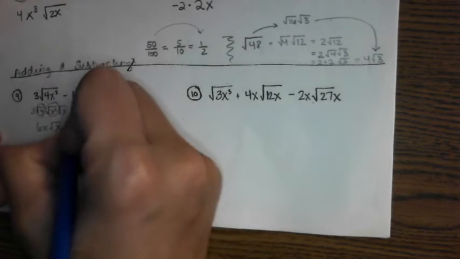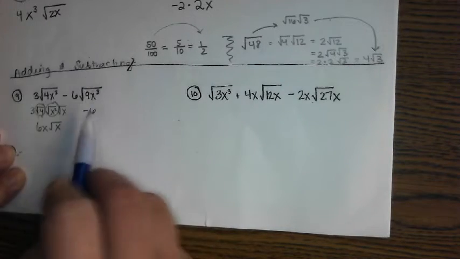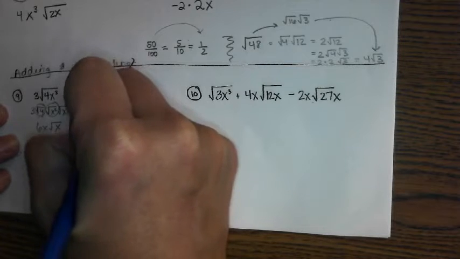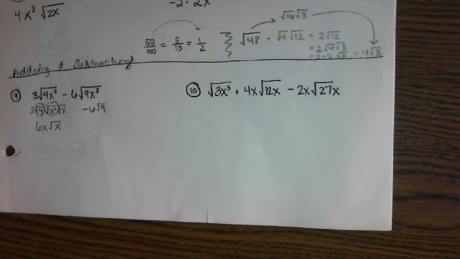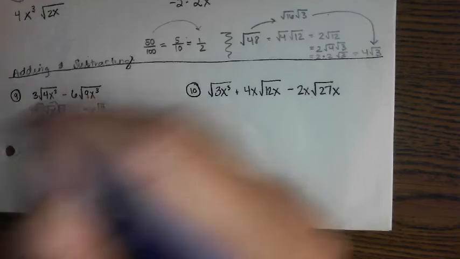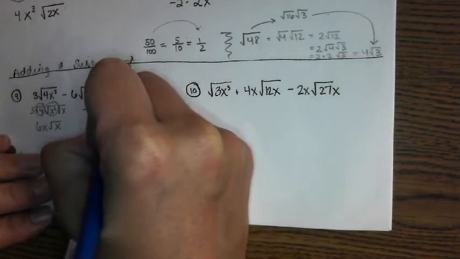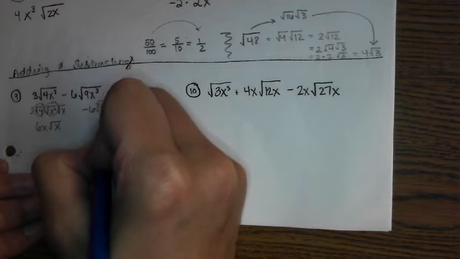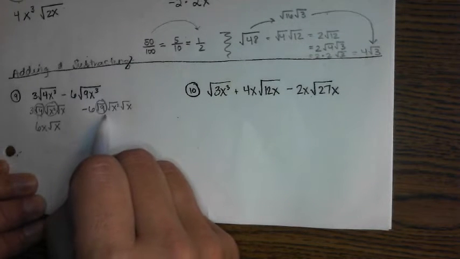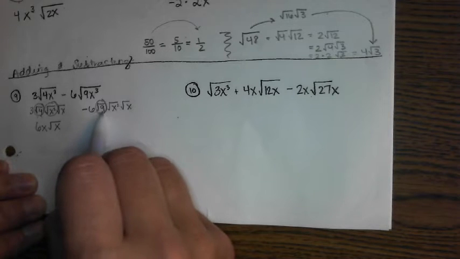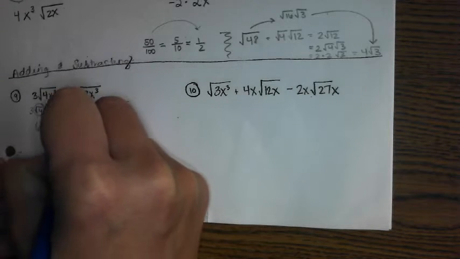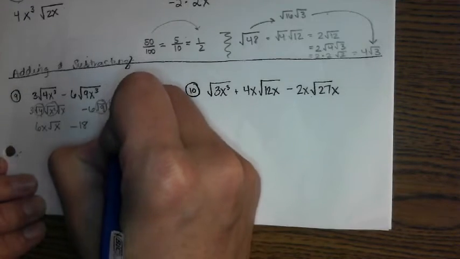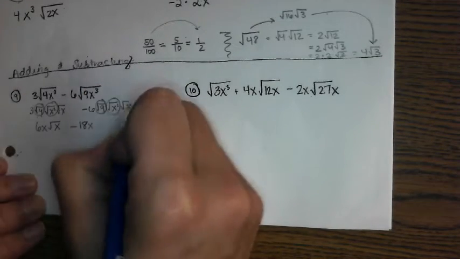Moving to the second. What's the biggest perfect square that goes into 9? 9, so I'm just going to leave that root 9. Biggest perfect square that goes into x cubed? X squared. So I'm going to make that root x squared root x. Square root of 9 is 3. So 6 times 3 is going to be minus 18. Square root of x squared is just x. And then we have a root x.